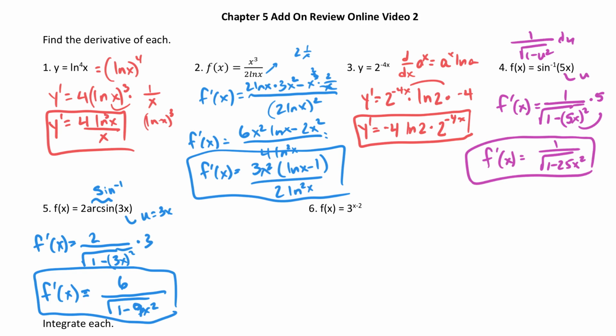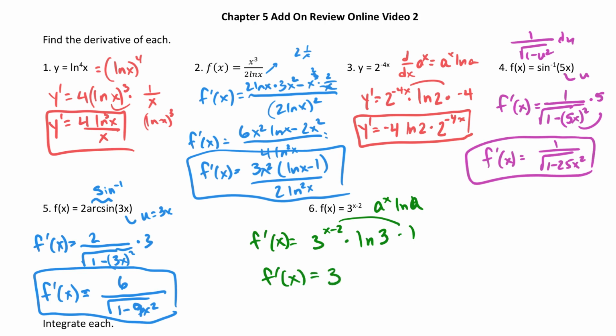For number 6, this is just the a to the x formula, which is a to the x ln a. So f prime of x for this one is going to be 3 to the x minus 2 times ln 3. And now I do the chain rule, which is really just times 1 in this case. So f prime of x will be 3 to the x minus 2 times ln 3.